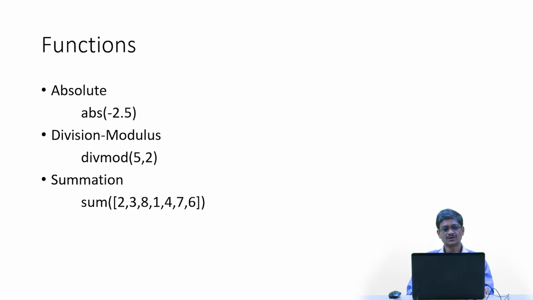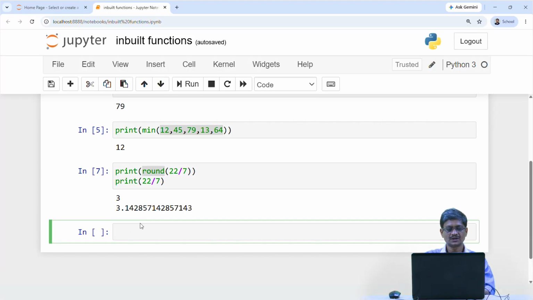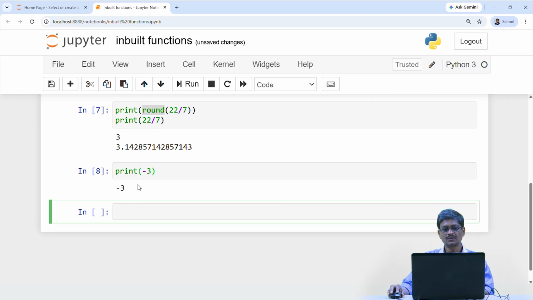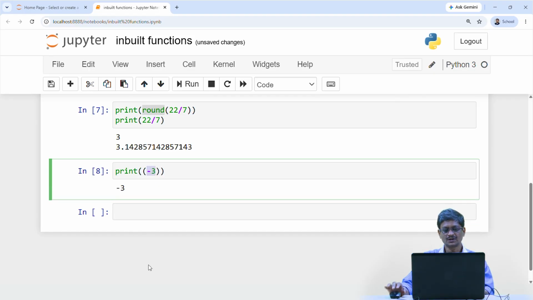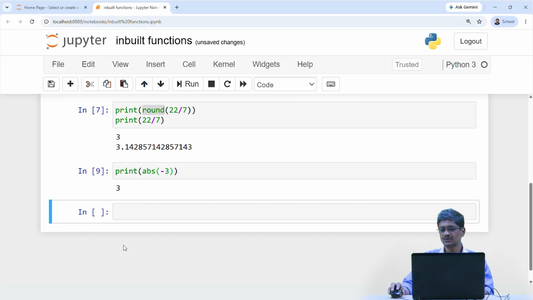Now there are other functions as well which are available in the library of Python: absolute value, division modulus and summation. Let us understand them one by one. Let us say I want to print a negative number, let us say -3. I am going to get the output as -3. But if you put this in absolute form, I just need to say abs. What the abs function will do is, if the number is negative, it will convert it into a positive number. So it is going to give you an absolute value.